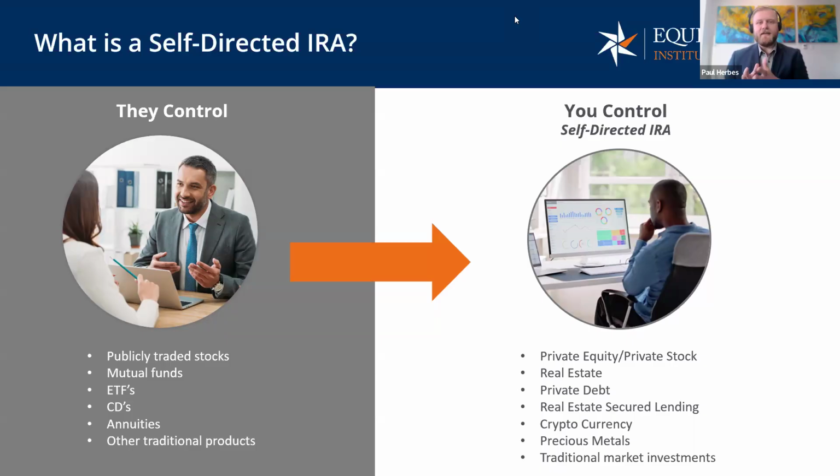Now, what can you not invest into when it comes to an SDIRA? You would not want to purchase a life insurance policy, invest into some S corporation stock due to the tax advantages it already receives, or make an investment into anything currently federally illegal, like cannabis at this time. Now, if that were to change, I'm sure the laws surrounding it would be subject to change as well. But there are many, many different options when it comes to investing alternatively.